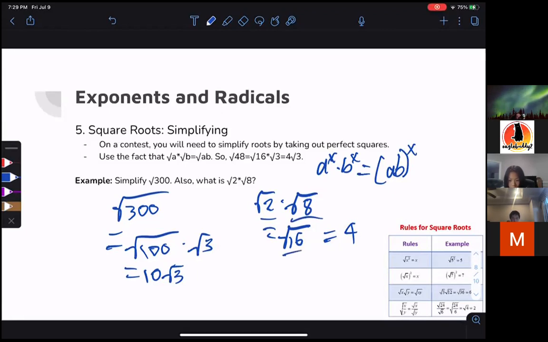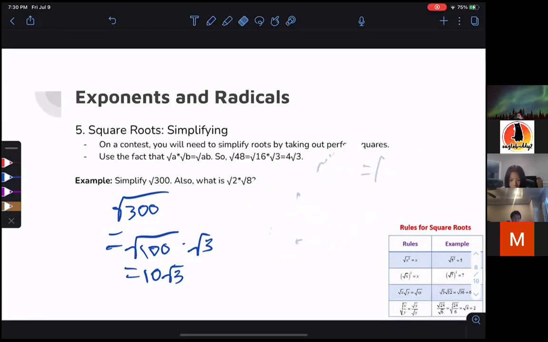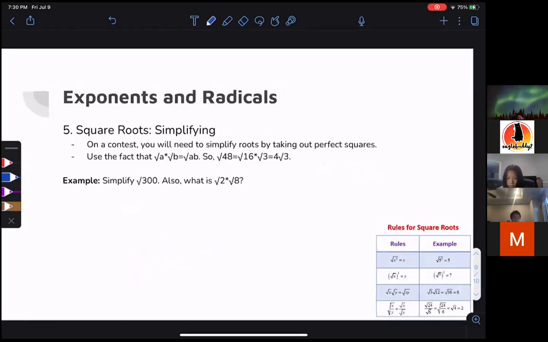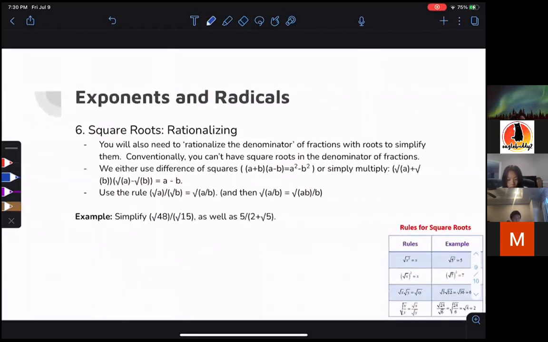The square root of 16 is a perfect square, so it's 4. And for this one, as I said, you pull out 100 from 300, that's the largest square factor you can get, and the answer is 10 root 3. All right. So the answers are 10 root 3 and 4. I see everybody's gotten that so far.